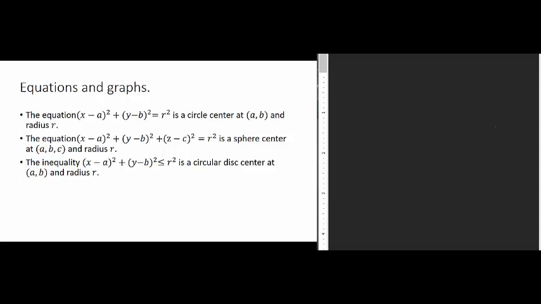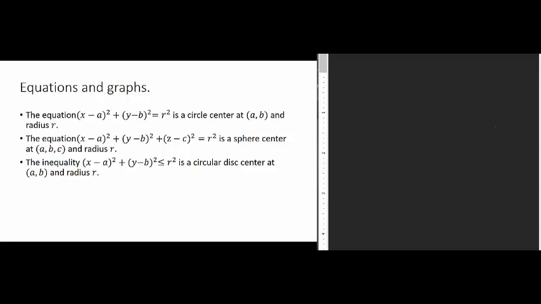The next one, now you see, when I'm writing (x minus a) squared plus (y minus b) squared less than or equal to r squared in 2-dimension, then this one will be considered as a circular disk because you are considering all the points inside. So it is less than or equal to r squared. The boundary line is also included.